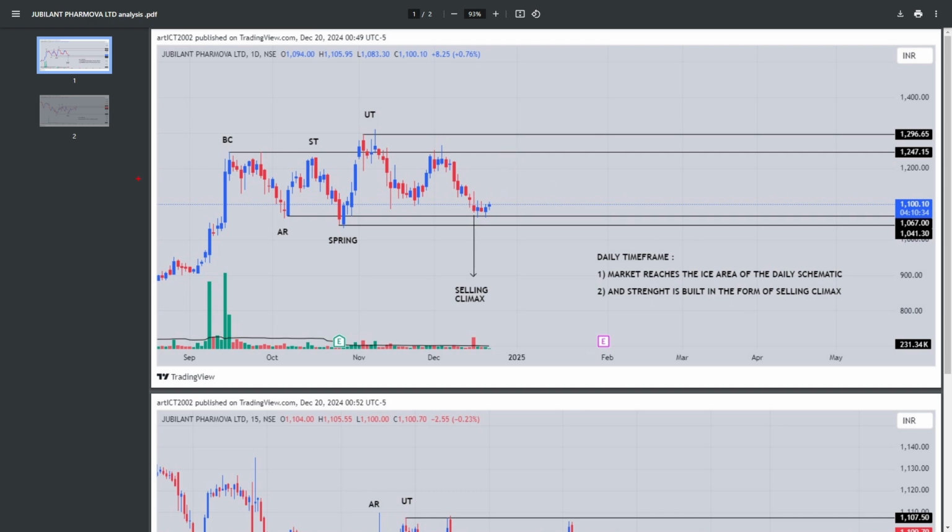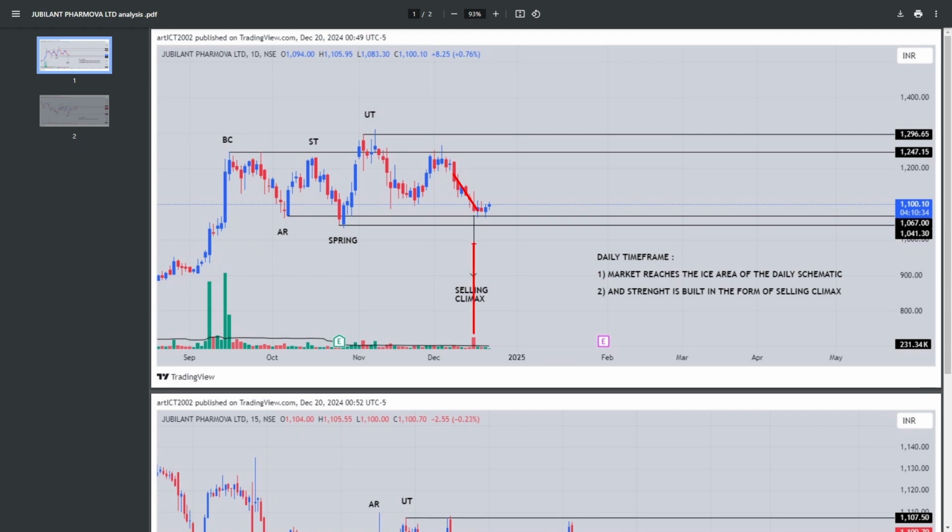Ultimately when you have a consolidation, market keeps bouncing from resistance to support, support to resistance. It keeps bouncing until it gives you a breakout towards either the higher side or the lower side. Anything is possible. But in this case, as market reached the support area, strength was being built.